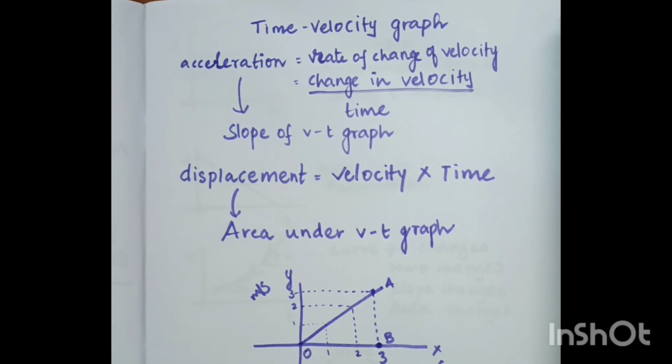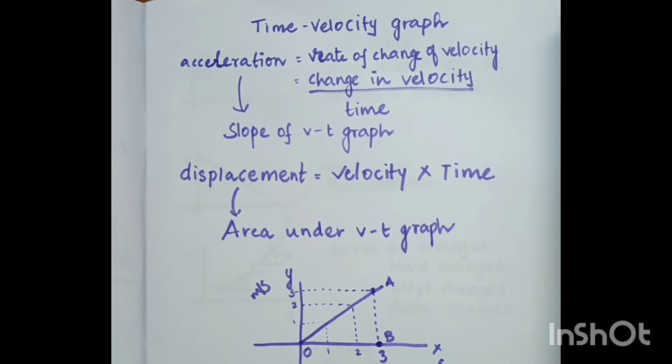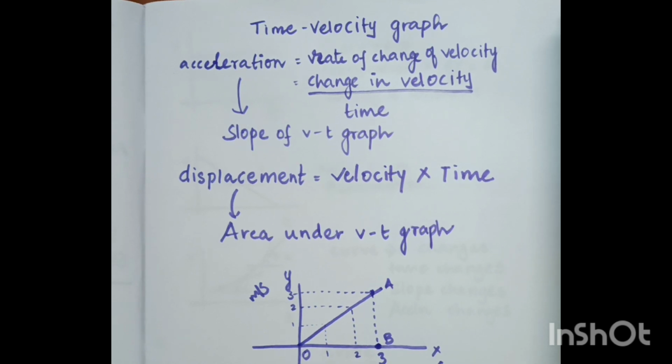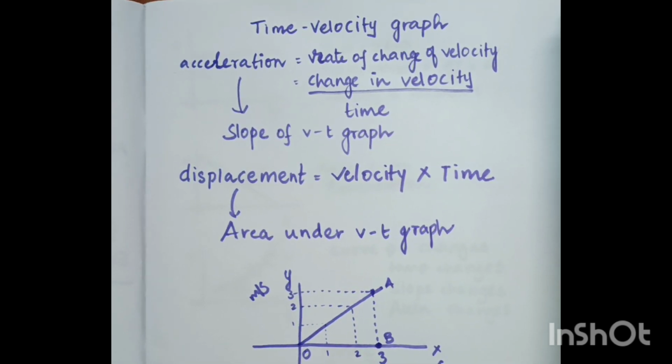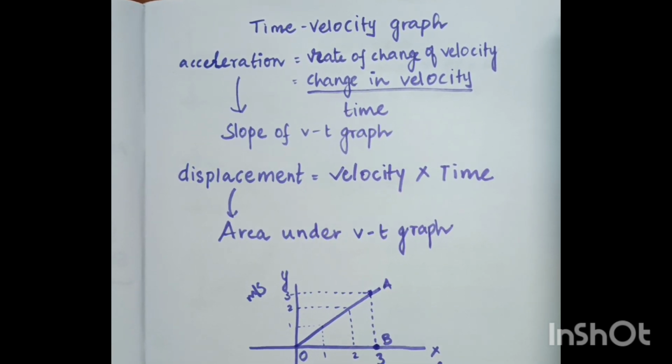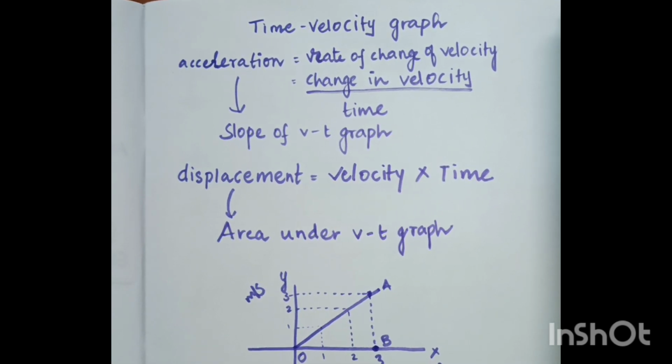Let us learn about time velocity graphs. Acceleration is nothing but rate of change of velocity. We can write it like change in velocity by time. So, slope of velocity time graph will give us acceleration, but area under velocity time graph will give us displacement, that is equal to velocity into time.